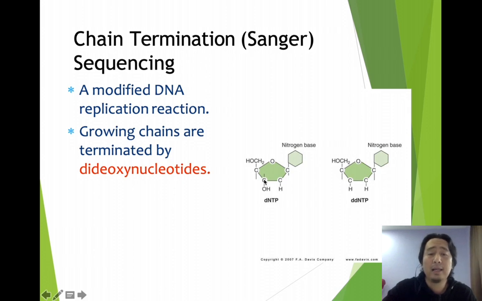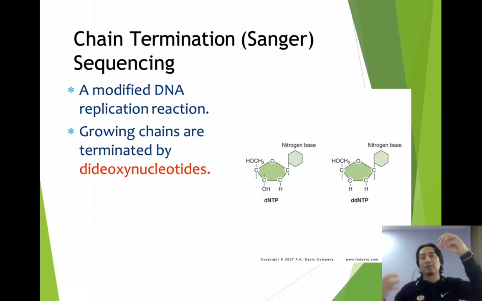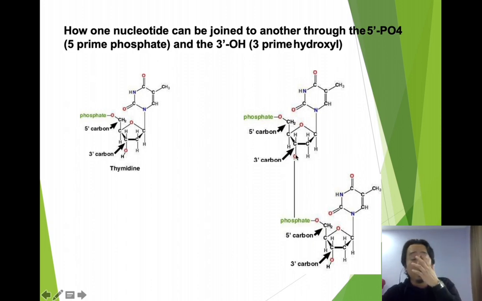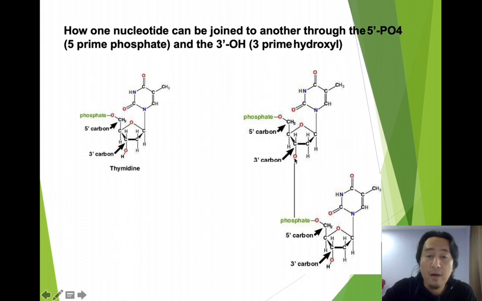Okay, why is the hydroxyl group so important at carbon number 3? Because in dNTP, the hydroxyl group will determine the chain elongation, right? So is there an OH or not? Okay, there is. So this is thymidine, for example. Carbon number 5 has a phosphate group, and carbon number 3 has the OH group. So why is the OH group at 3' so important? Because it will form a phosphodiester bond with the phosphate group at carbon number 5.